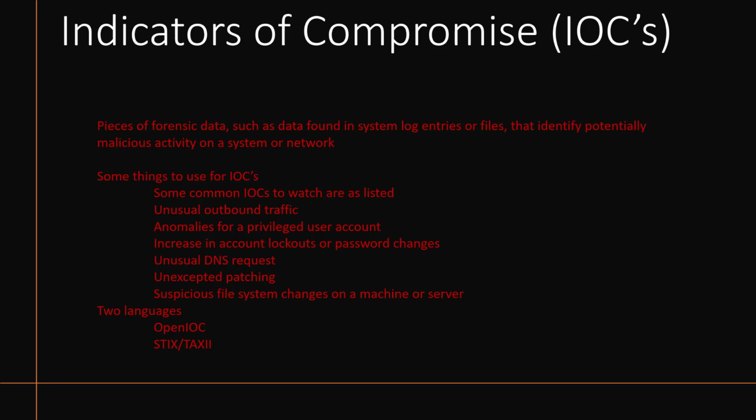Some common IOCs to watch are listed below: unusual outbound traffic, anomalies for a privileged user account, increase in account lockouts or password changes, unusual DNS requests, unexpected patching, and suspicious file system changes on a machine or server. IOCs also have their own internal set of language, protocols, and tools. Two of them on the exam are known as OpenIOC and STIX/TAXII.